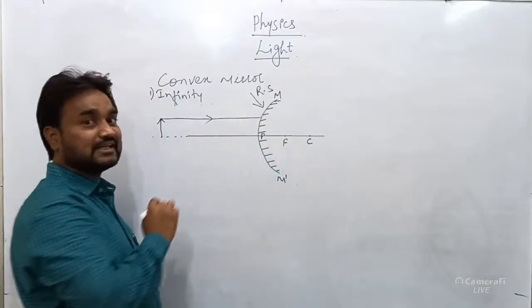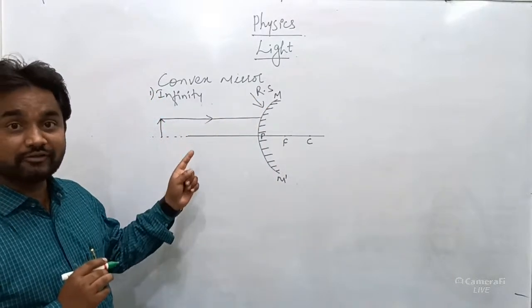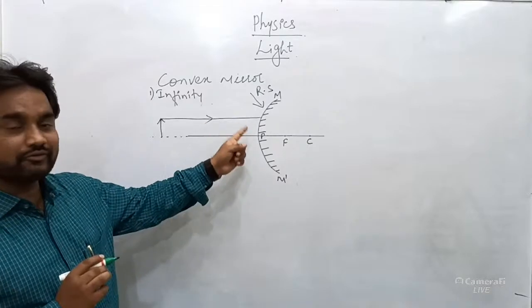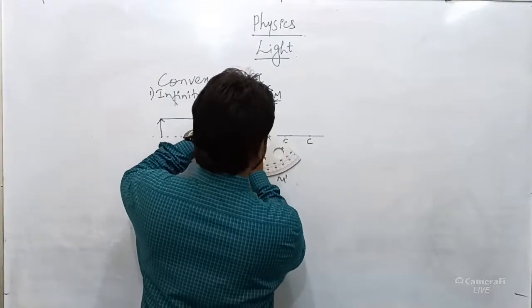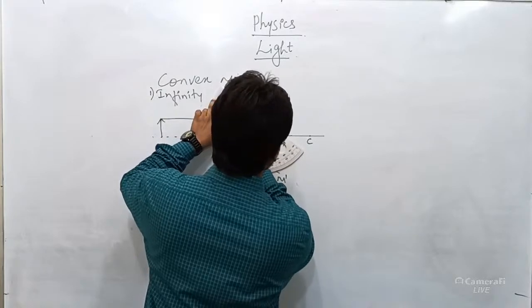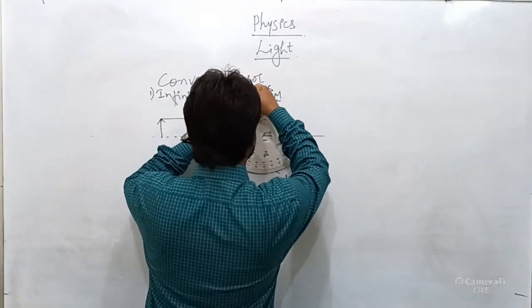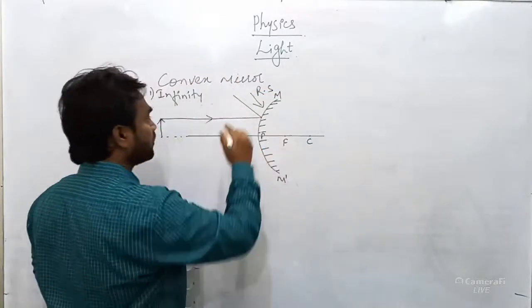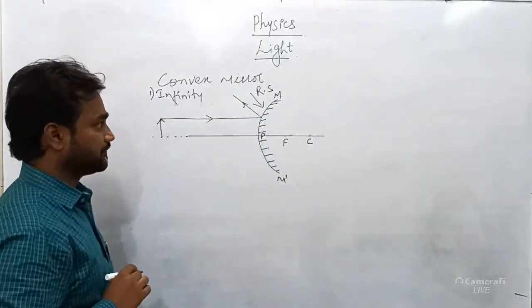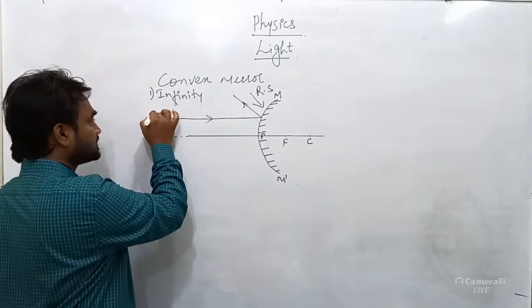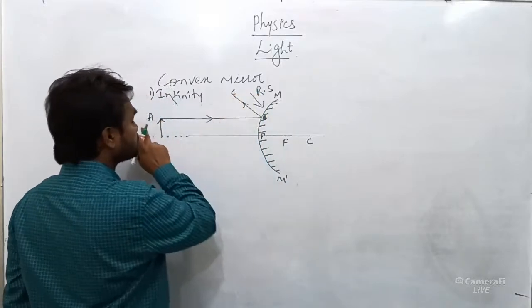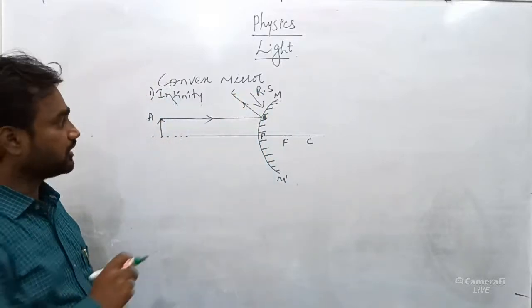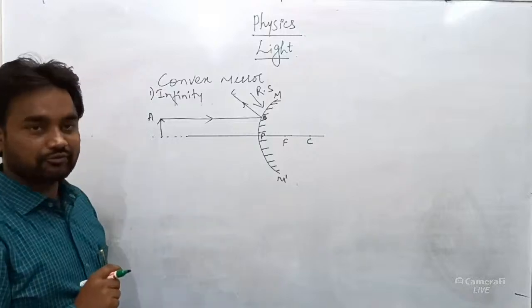Here the incident light is going to reflect. How is it going to reflect? It is going to diverge. So I'll draw the reflected ray, which is going to diverge. This is our reflected ray. Is that clear? Suppose I name this point A, this B, and this C. So AB is the incident ray and BC is the reflected ray.